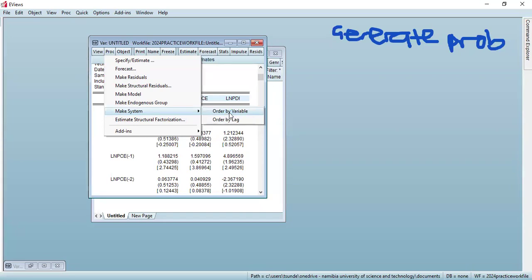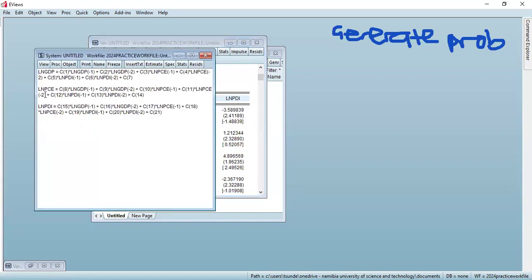So we choose this. This is what I'm talking about. If you look at the GDP variable, the first lag of GDP is followed by the second lag of GDP. The first lag of PCE is followed by the second lag of PCE. First lag of PDI followed by the second lag of PDI. So this one is easier to interpret. Now, this is our model. This is our vector autoregression model.